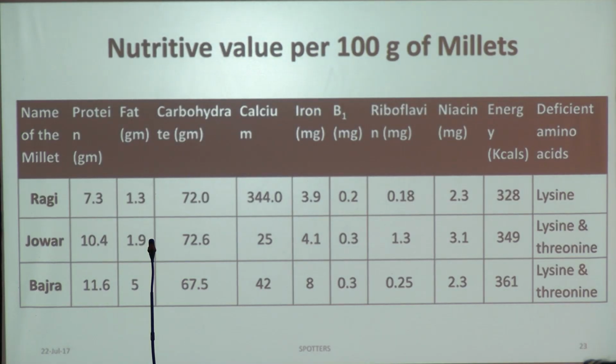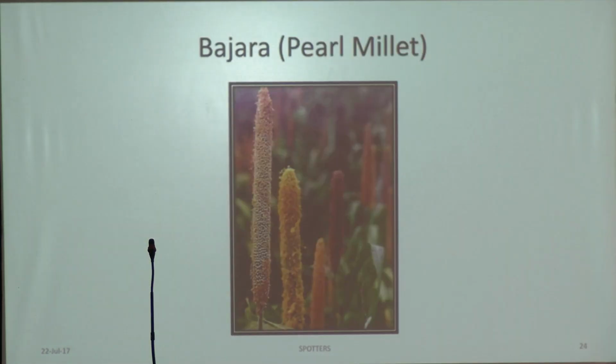Now for the millets' nutritive value, again Ragi 7.3, Jowar 10.4, Bajra 11.6, and obviously you will remember the deficient amino acid lysine, and lysine and threonine for Jowar and Bajra. Okay, millets might come. Bajra, pearl millet. Usually it will be given as a whole, otherwise you cannot identify. This we have collected and it might come in your exam.